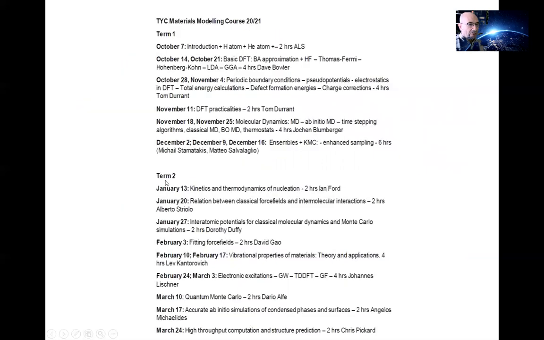Then in term two, we are going to talk about applications of these methods, for example, kinetics and thermodynamics of nucleation, the relation between classical force fields and interatomic and intermolecular interactions, and then development of interatomic potentials, which are important for these simulations, like fitting force fields. The second part of term two will be focused on calculation of properties like vibrational properties and electronic excitations, using quantum Monte Carlo and other techniques.